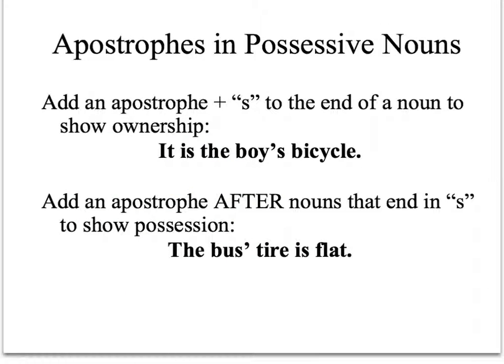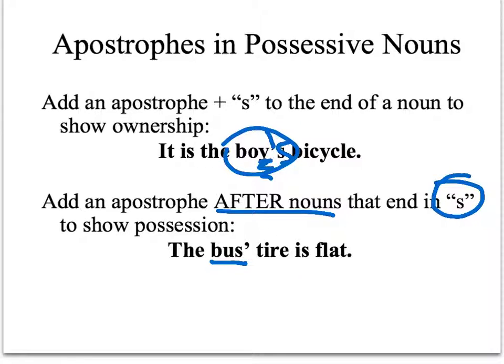And finally, we have apostrophes in possessive nouns. If the word in the sentence that you're going to make possessive does not have an S at the end, in this case there's a Y at the end, you just put apostrophe and S to make it possessive. However, after nouns that end in an S, like bus, you write bus and then put the apostrophe afterward. But you still pronounce it buses. The bus's tire is flat.